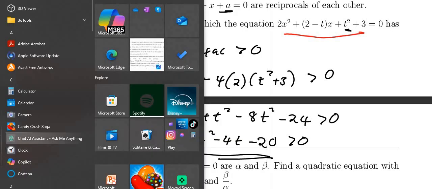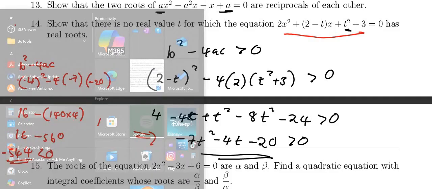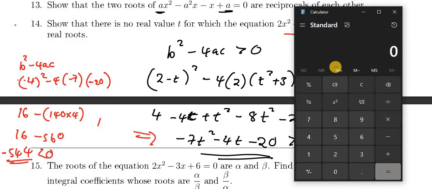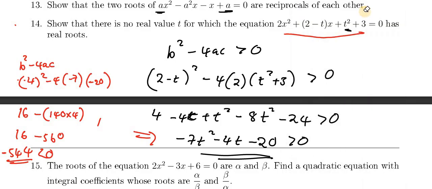So let's see. Our calculator. This is just supposed to be 140 by 4. We're getting this, then minus 16. We're getting 544, which is negative. So yeah, this is what you'd get.